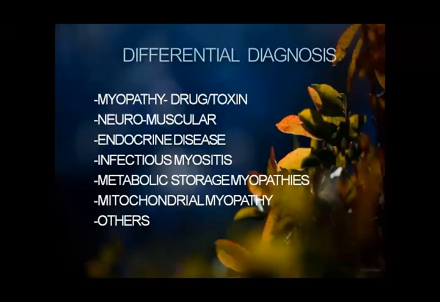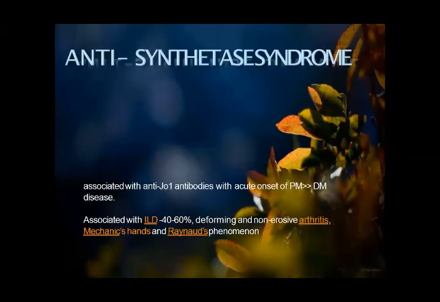Differential diagnosis: I told you, in a patient with polymyositis who has added dermatological manifestations like heliotrope rash, Gottron papules, and other manifestations, the patient may have myopathy, which may be drug induced or toxin induced. Sometimes neuromuscular or endocrine diseases can be a differential diagnosis of dermatomyositis. Infections of the muscles, metabolic storage myopathies, and mitochondrial myopathies are others that should be considered as a differential diagnosis.